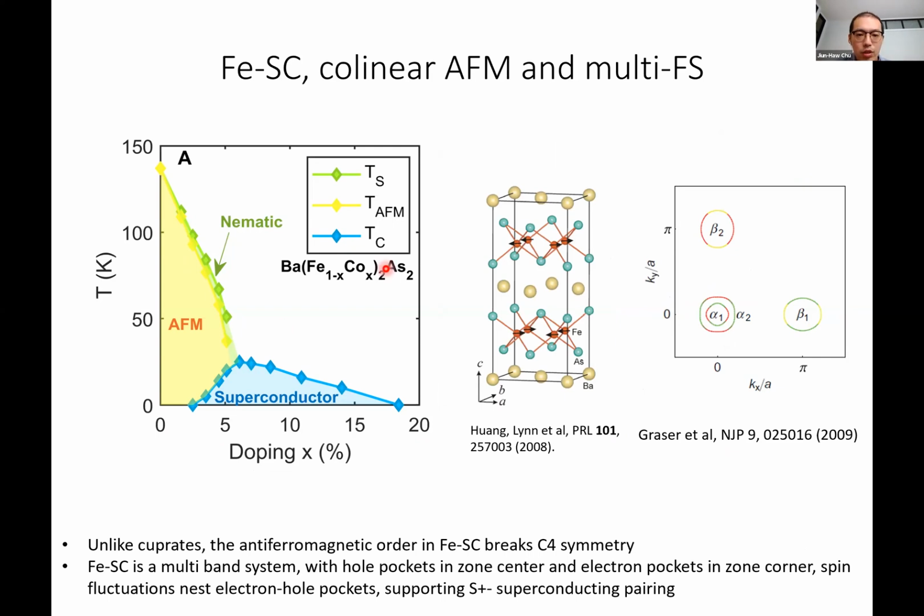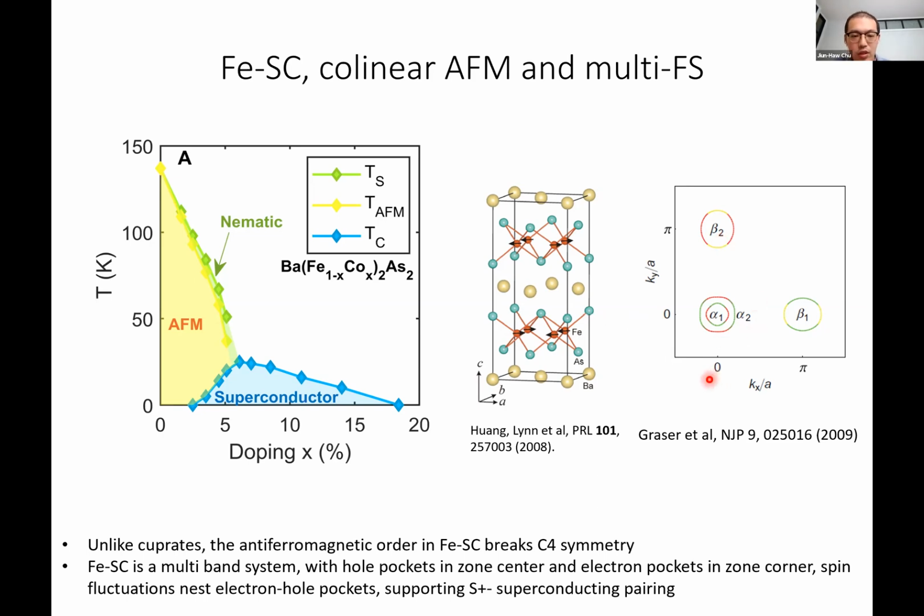For example, in the iron-based superconductor, the antiferromagnetic phase actually forms a collinear antiferromagnetic order that breaks the crystal C4 symmetry. The iron spins are aligned ferromagnetically along one direction and then aligned antiferromagnetically along the other direction. And this ordering wave vector has special implications when you're considering the Fermi surface of these materials.